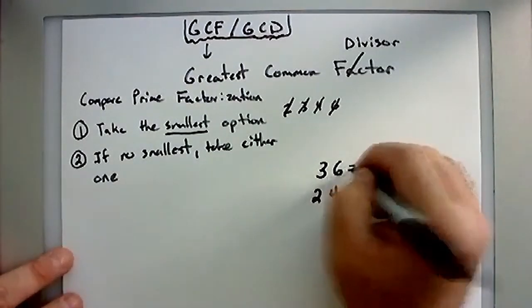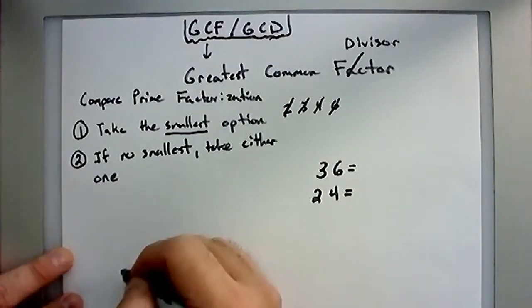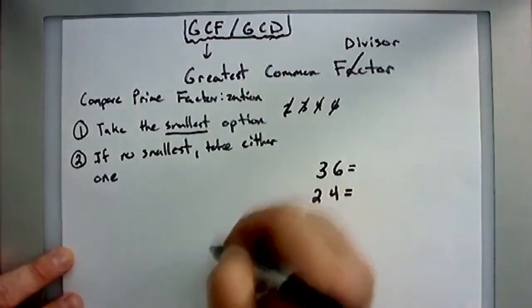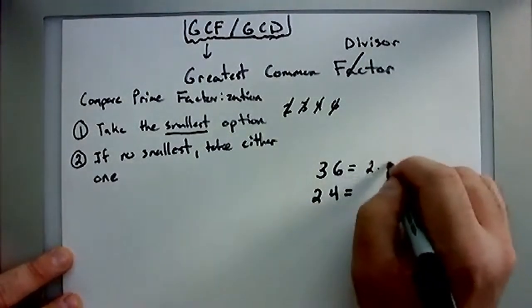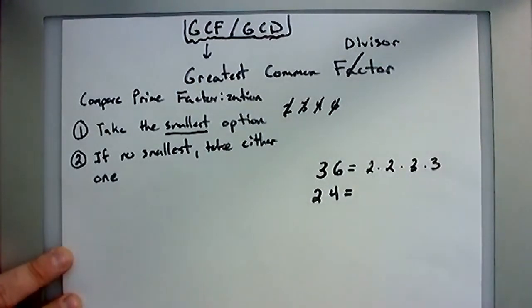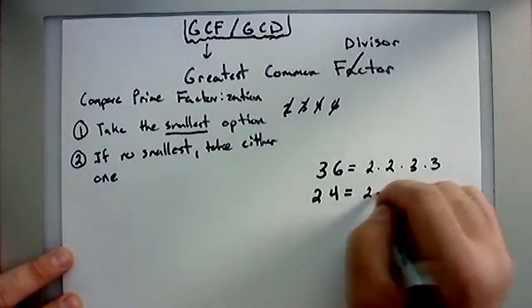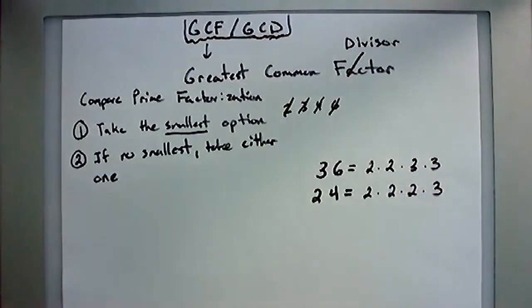Come up with the prime factorizations of 36 and 24 first. Do the tree, right? Take 36, get your tree. What did you get? Take 24, do your tree. What did you get? 36 should break down into 2 times 2 times 3 times 3. 24 should break down into 2 times 2 times 2 times 3. Validate that for yourself. Go back through and do the prime factorization trees for these.